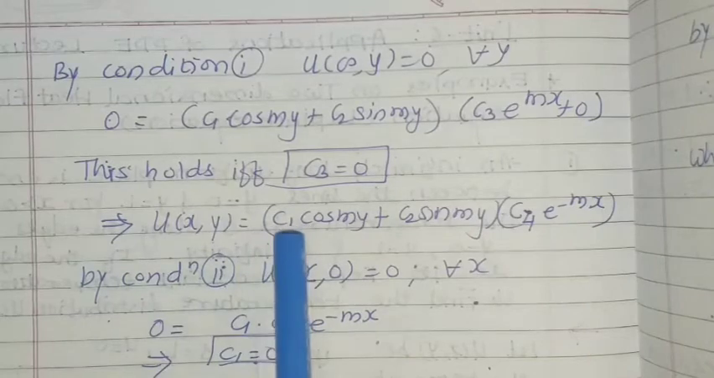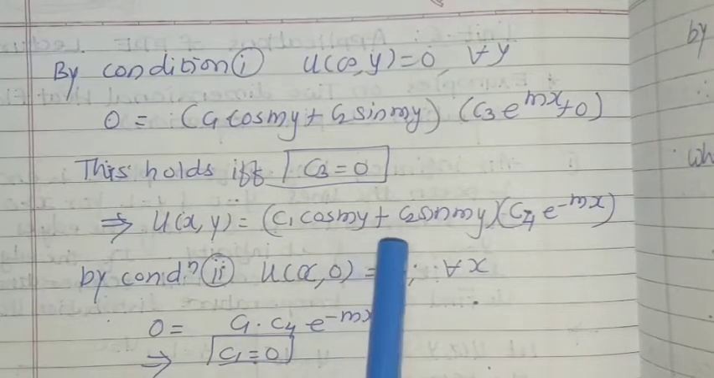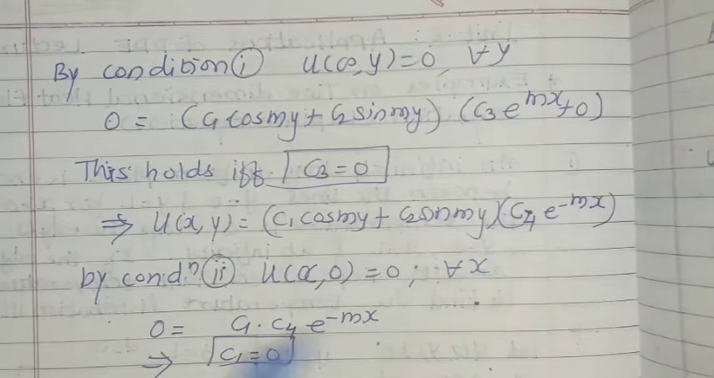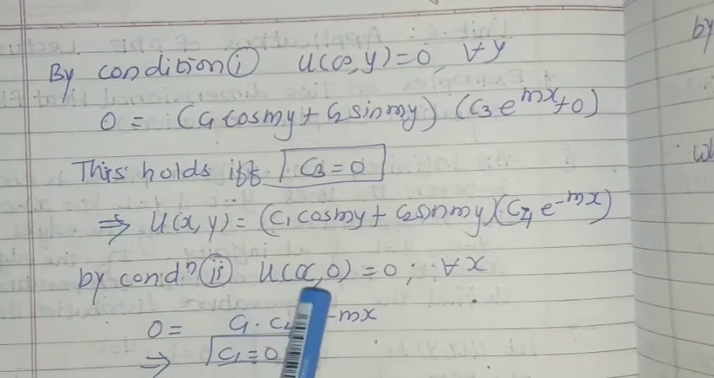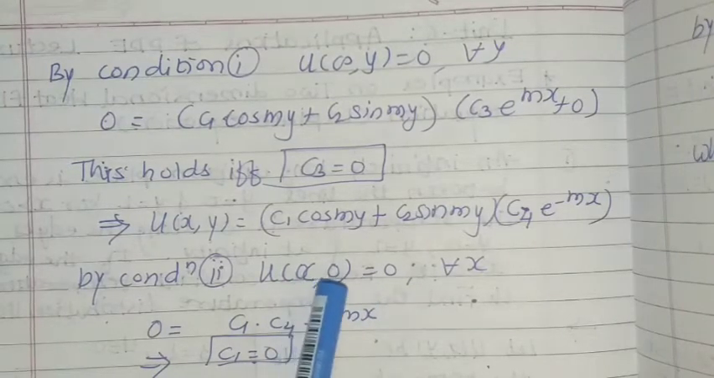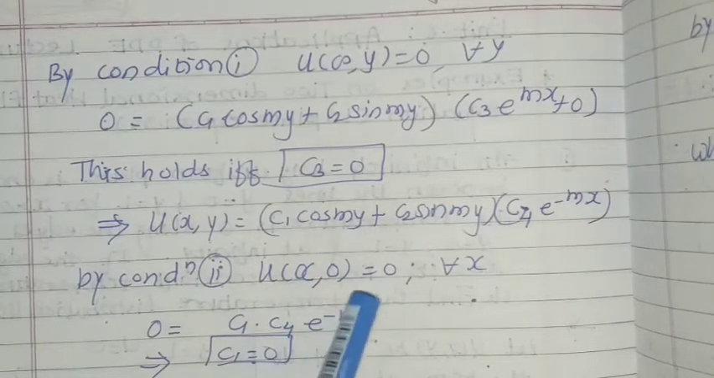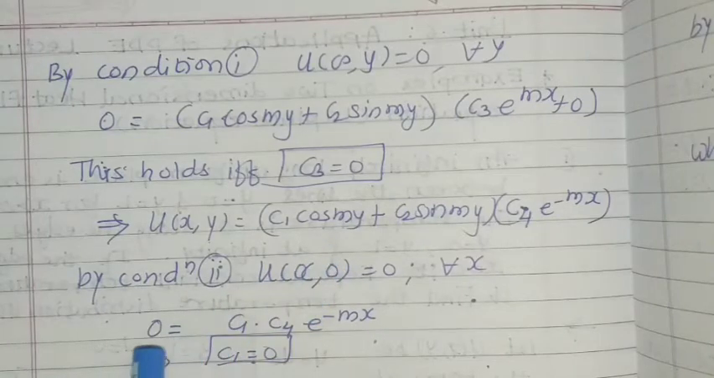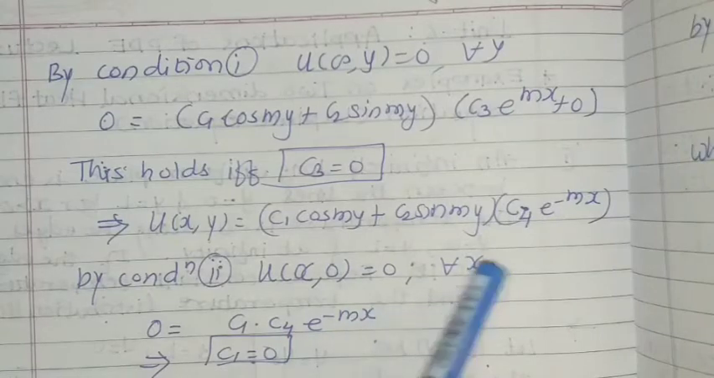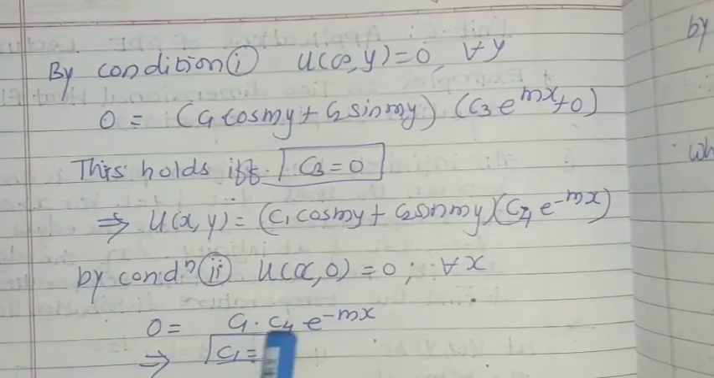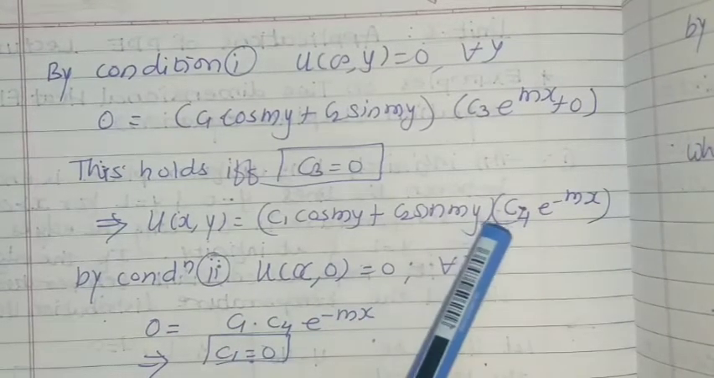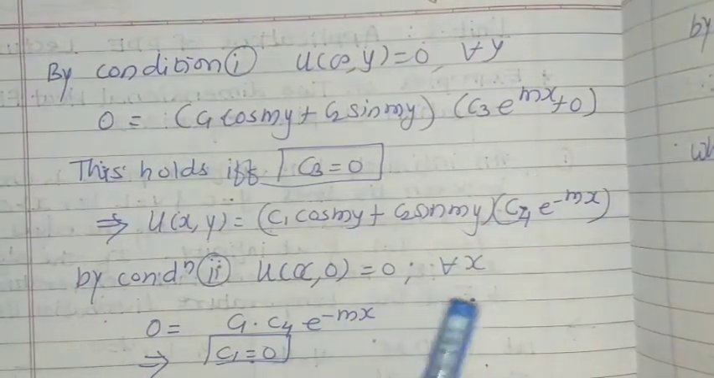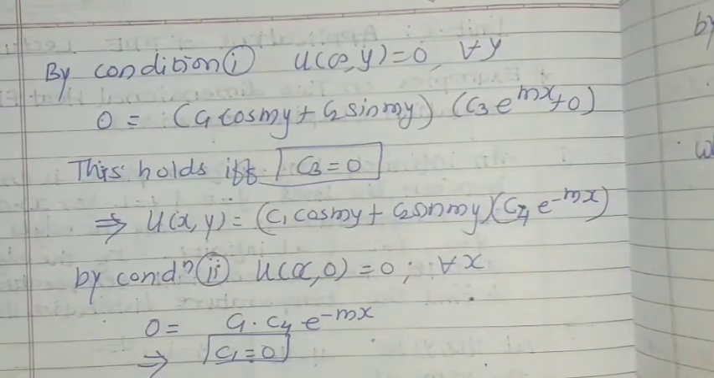So your solution will get reduced to this form, (c1 cos my plus c2 sin my) into c4 e raised to minus mx. Now let us use the next condition. By the next condition we have u of x comma 0 equal to 0. It means when we put y equal to 0 in the above equation, we will get 0. So if I put y equal to 0, I will get c1 into c4 e raised to minus mx. Now this will imply that out of these, C1 is 0, because C4 cannot be 0 and e raised to minus mx also cannot be 0.